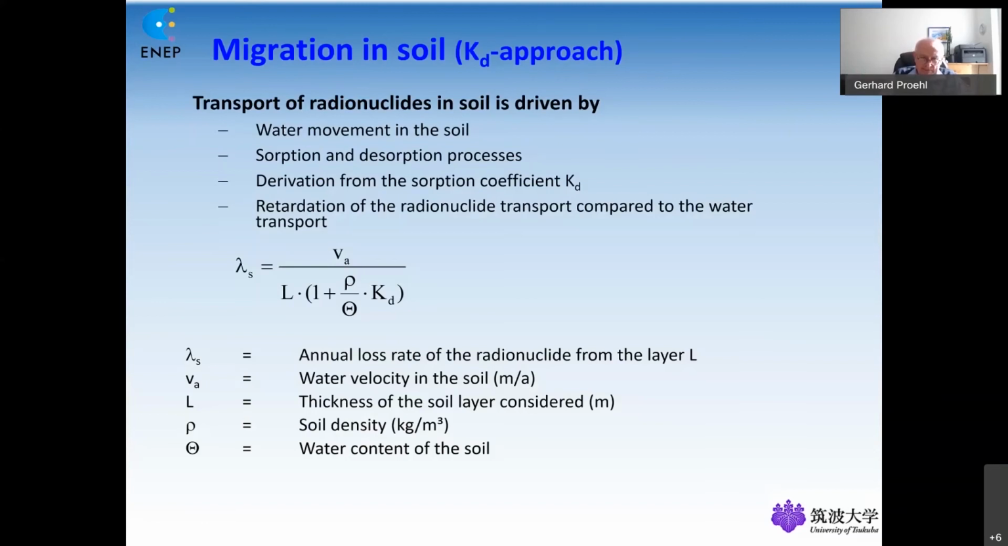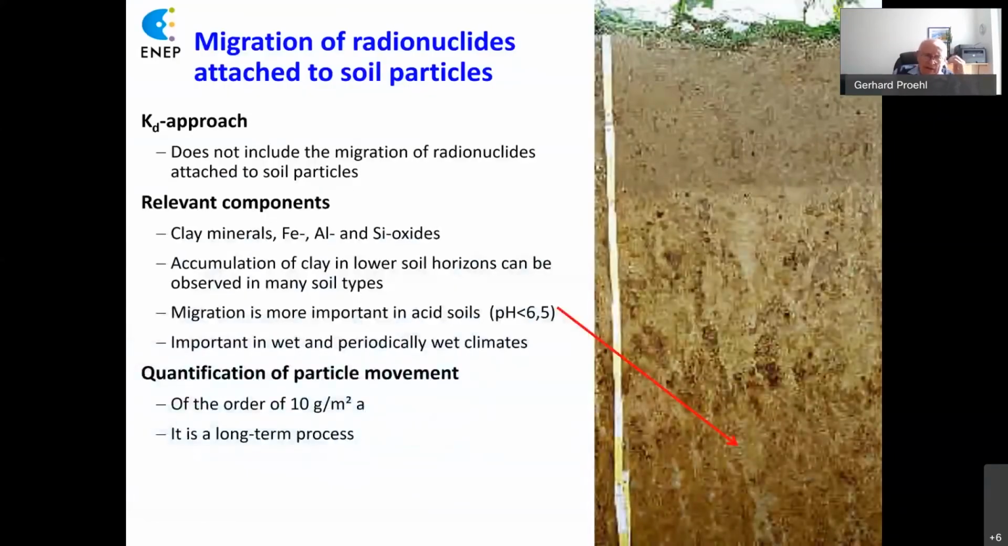And having this in mind, looking at KDs, many KDs for cesium and iodine or for plutonium are very high. So this causes relatively slow migration rates in soil. However, the KD approach is not the whole story, because KD does not include the migration of radionuclides which are attached to fine soil particles. And here, the relevant components are clay minerals, Fe, aluminium, and silicates, silicon oxides.